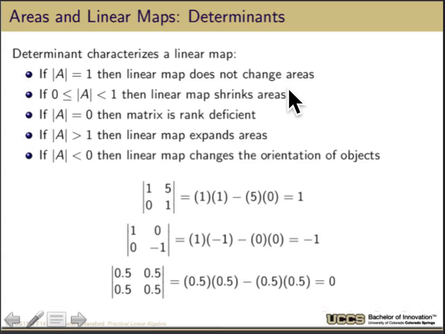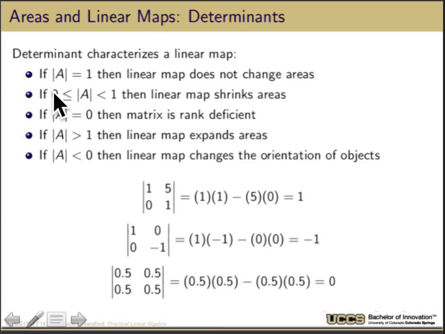If the determinant of A is less than 1, then the map shrinks the area. If the determinant of A is equal to 0, the matrix is rank deficient and it shrinks the area down to 0. In fact, when you say it's less than 1, it shrinks the area by whatever the determinant of A is. If the determinant is greater than 1, it expands the area by the amount of determinant of A. And if the determinant of A is less than 0, then the linear map changes the orientation of objects.